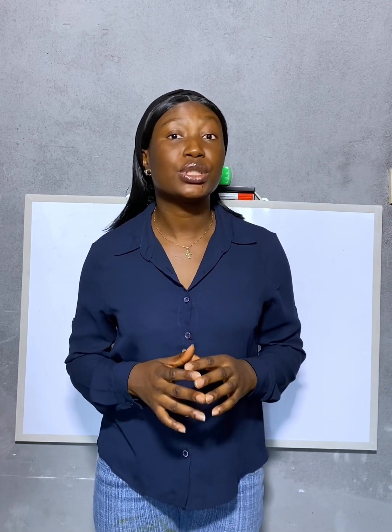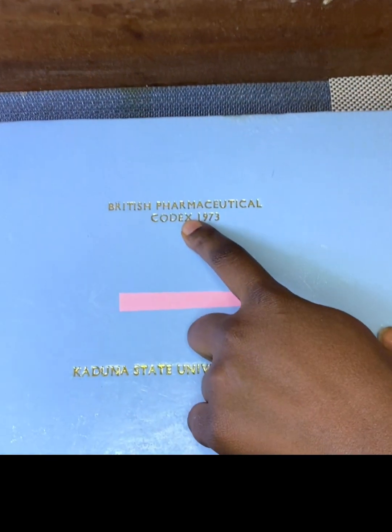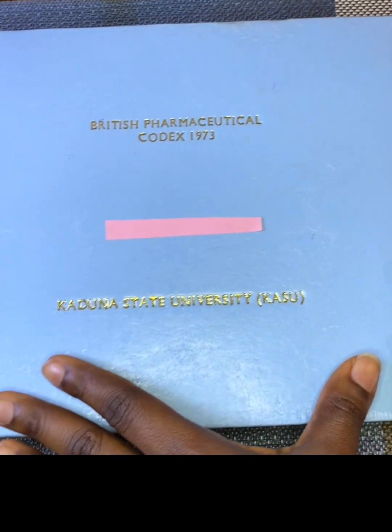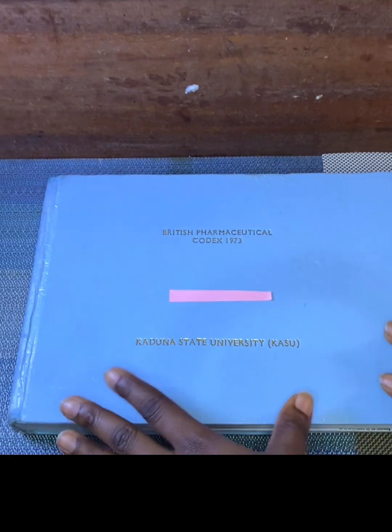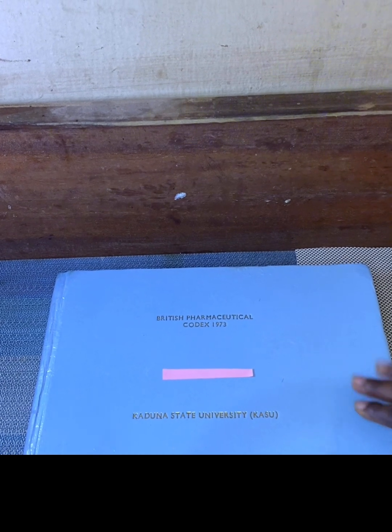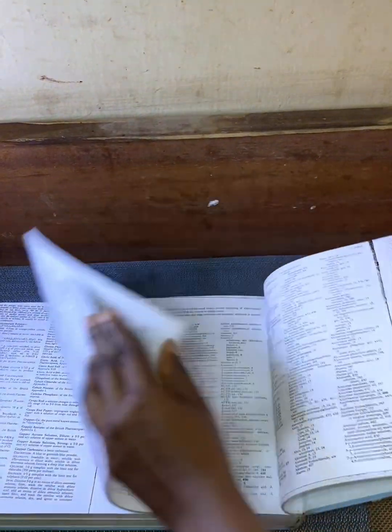Before we dive right into the tutorials, some essential materials required for a good dispensing report include the BPC, which is short for the British Pharmaceutical Codex, and here in Kaduna State University, we use the 1973 edition. Now, when looking for any preparation in the BPC, have it at the back of your mind that the BPC resembles a dictionary because preparations are arranged alphabetically, or you could go to the last pages of the BPC where you will find the table of contents, or the index rather.